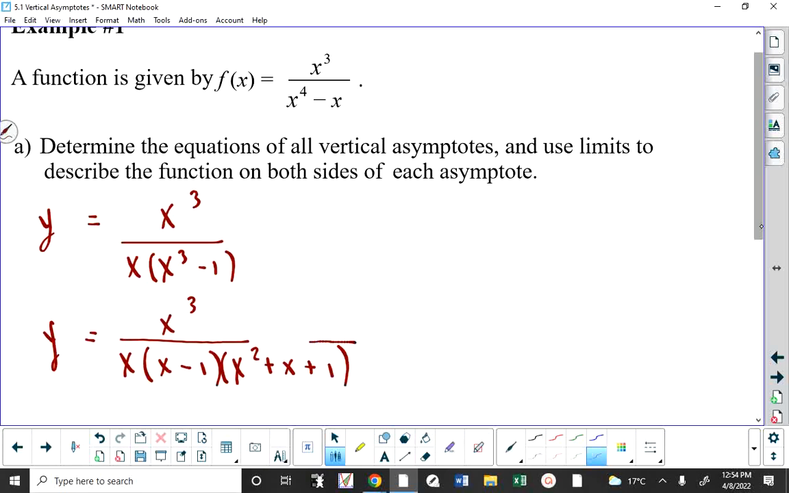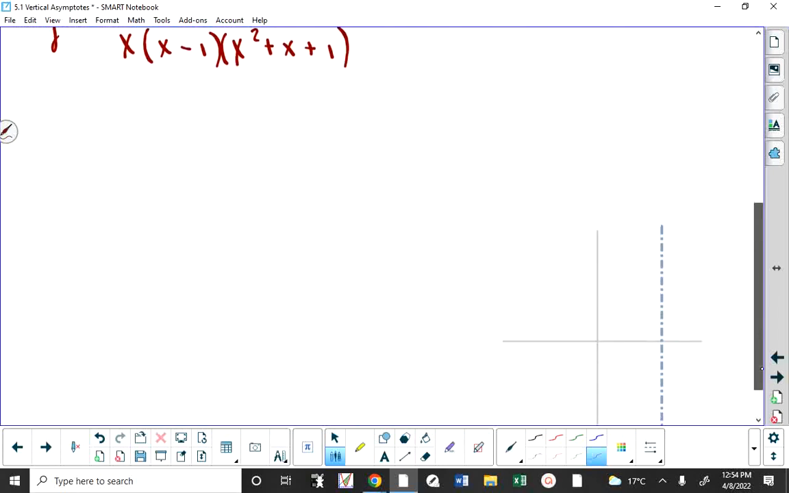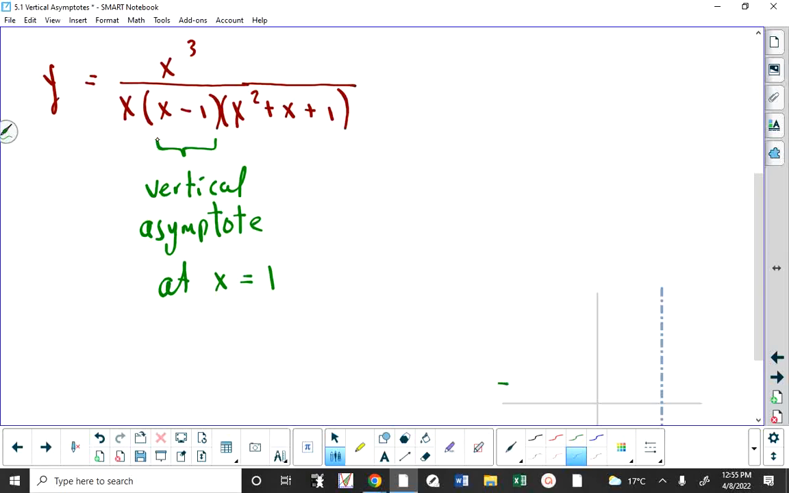We are actually in the same arena as we were when, I think, Arden had asked a few days ago, do we have to factor that difference or sum of cubes to proceed? Not really. Because what we can see by looking at this is that we are going to have, because of this, a vertical asymptote at x equals 1. So I just want to start with that.